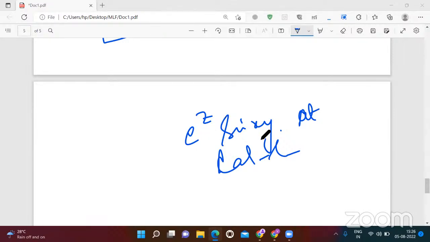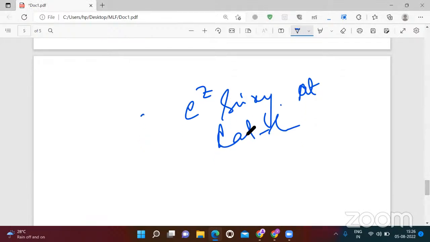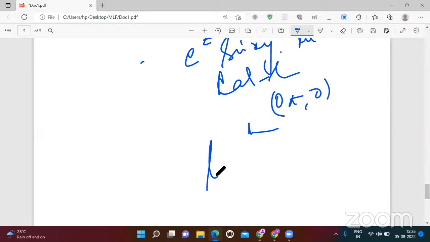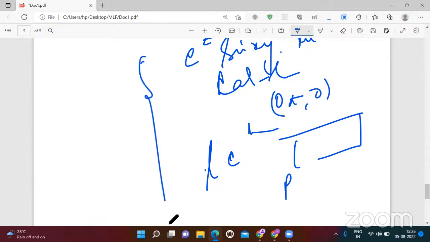So you'll be given some equation like e to the power z sine of xy, and you have been asked to calculate the Hessian matrix at some point like (0, pi, 0). Then the other question can be whether this behaves as a convex function or not. So this type of problem you can expect. Is this fine?